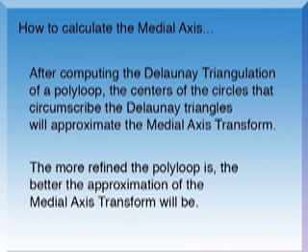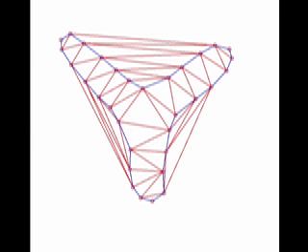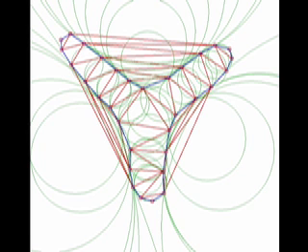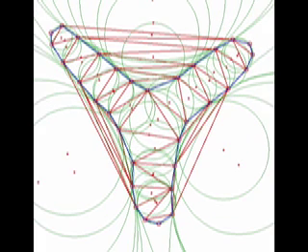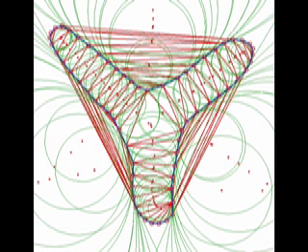Going back to Delaunay triangulation, the centers of the circles that circumscribe the Delaunay triangles will approximate the medial axis transform, like we just saw. The more refined the polyloop is, the better the approximation of the medial axis transform. Here is the polyloop we saw earlier. Watch as we calculate the Delaunay triangles, calculate the circumscribing circles of the Delaunay triangles, and then the centers of the circumscribing circles. Look how the centers of the circumscribing circles lie on the medial axis transform. As we refine the loop, the approximation of the medial axis transform becomes more exact.